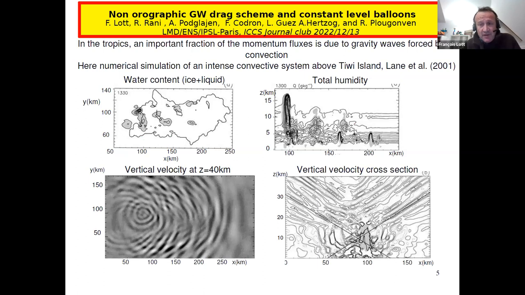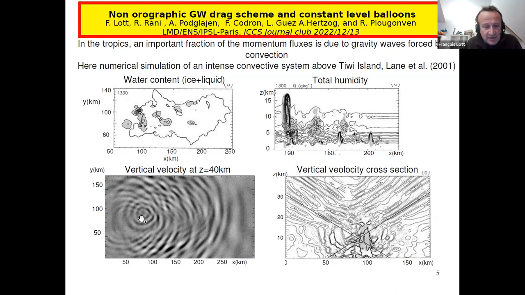So what kind of waves are there in the tropics? An important fraction of the momentum is due to the gravity wave force by convection, and Pedram has shown us even better resolution than this one. I take an example from a paper by Lane in 2001, where there is convection over the Tiwi Islands, and there is a lot of convection.